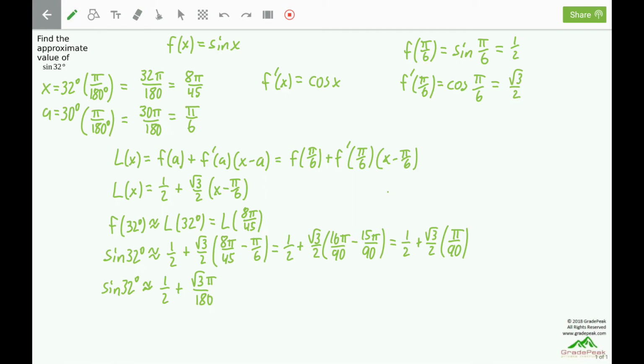These can be combined together with a common denominator. So another way to write this would be multiply the 1/2 by 90 over 90, and it'll be 90 over 180 plus root 3 pi over 180. Combined together will be 90 plus root 3 pi divided by 180. Either of those answers is valid for the approximate value of sine of 32 degrees.